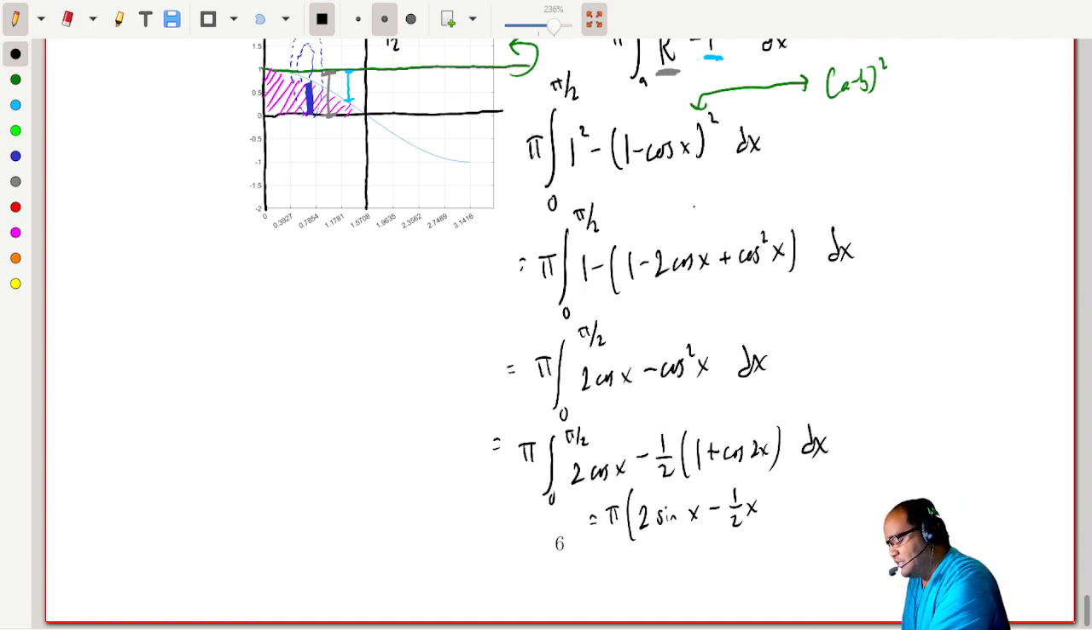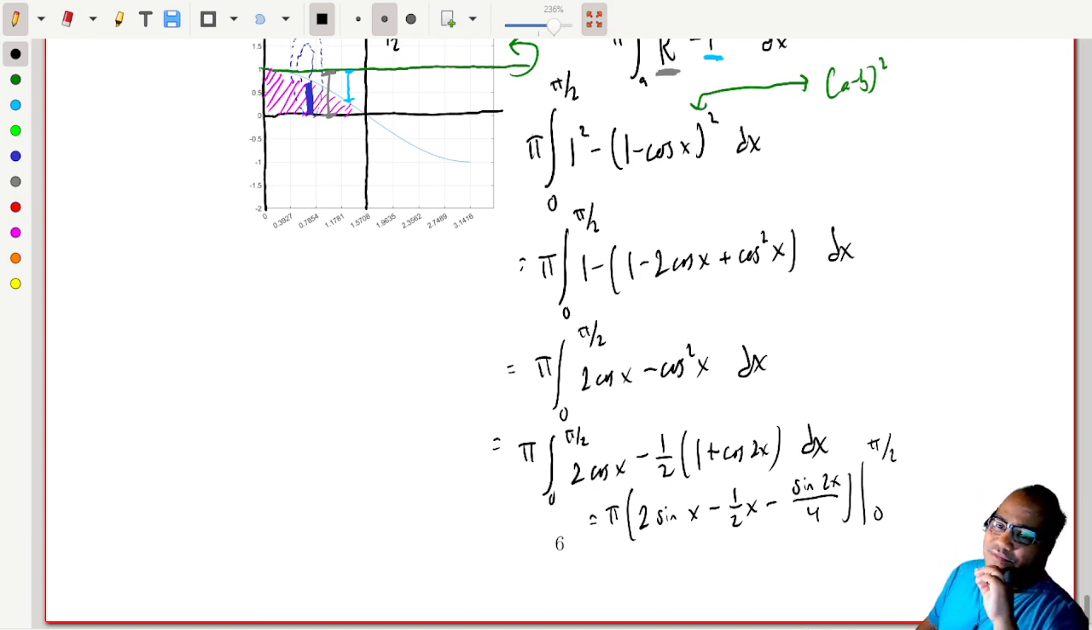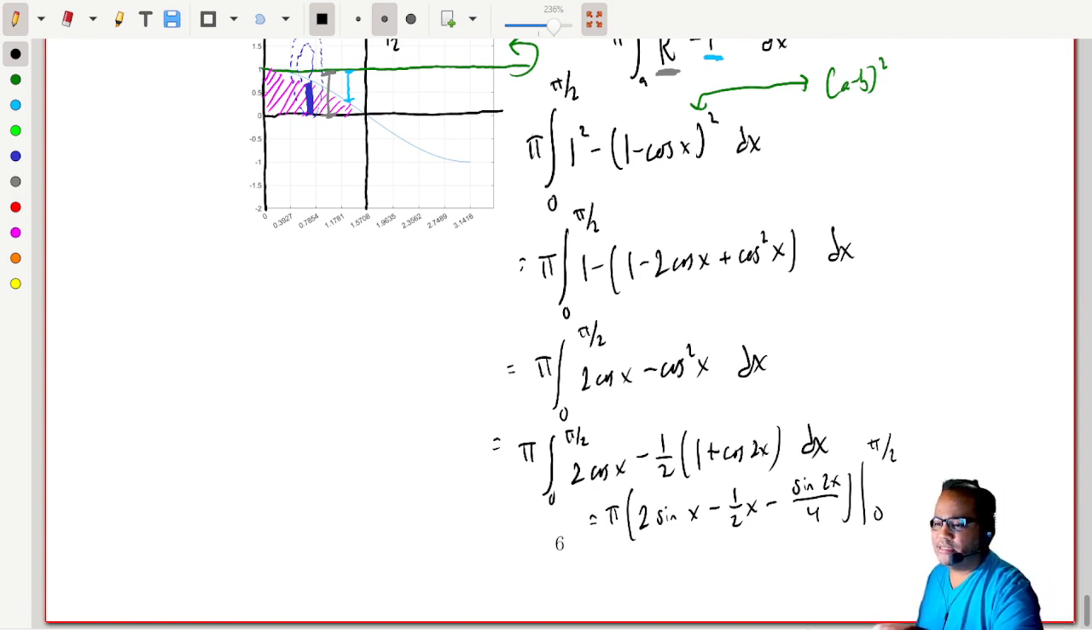Well, antiderivative of cosine is sine, but then I need to divide by 2, so I get a 4 there. Evaluate between pi over 2 and 0. Well, hey, this is your lucky day. Sine of 0 is 0. Of course, 1 half times 0 is 0. What's sine of pi over 2? Well, think about your unit circle. Sine of pi over 2 is 1.